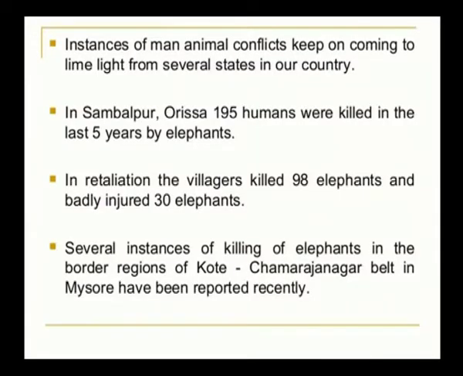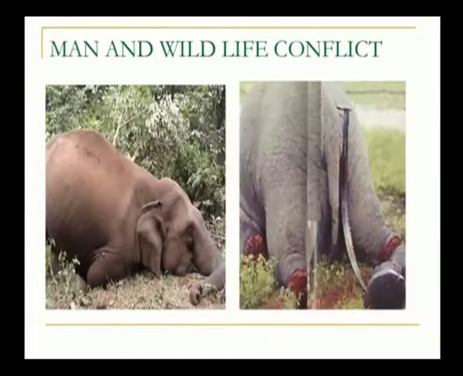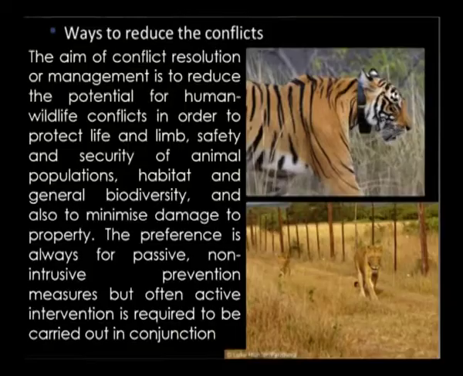Several instances of killing of elephants in the border regions of Kote, Chamrajnagar belt in Mysore have also been reported quite recently. You have typical examples. The most felt about is elephants, because they destroy crops by the acres, they come in herds, they cause stampedes, and they even hurt a lot of human beings. So how do you go about reducing these conflicts? The aim of conflict resolution or management is to reduce the potential for human-wildlife conflicts in order to protect life and limb.